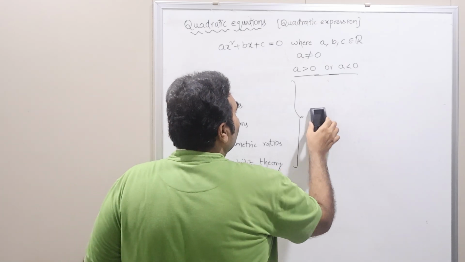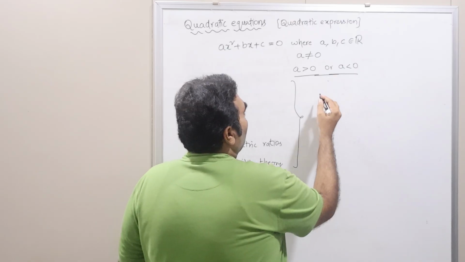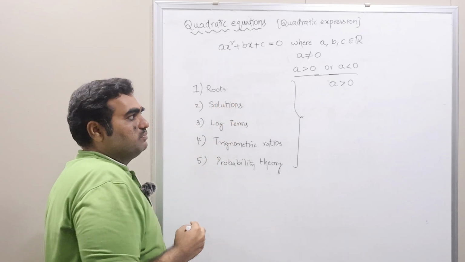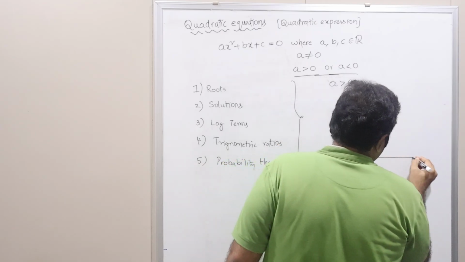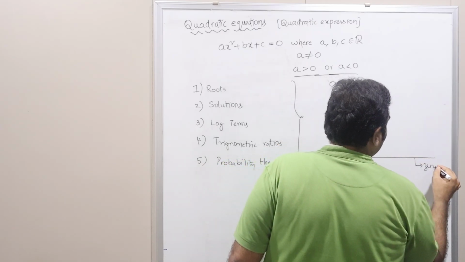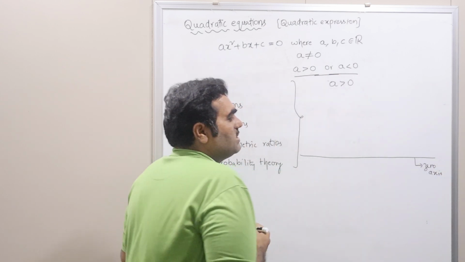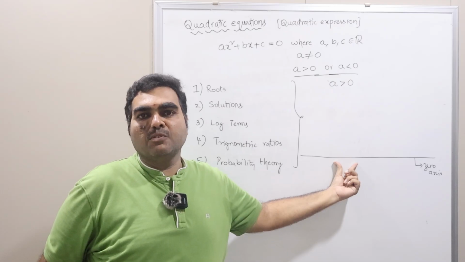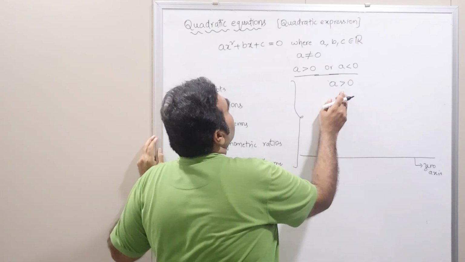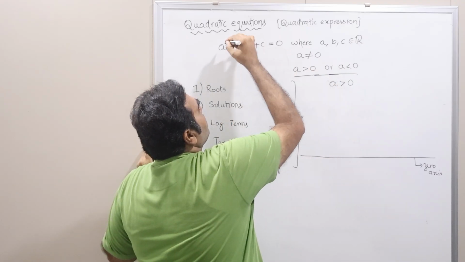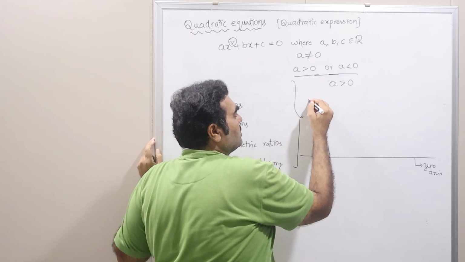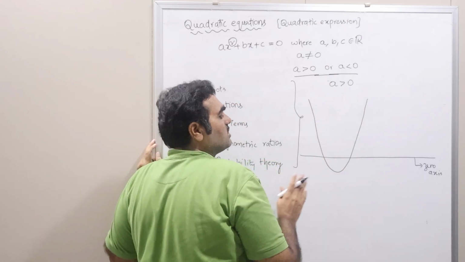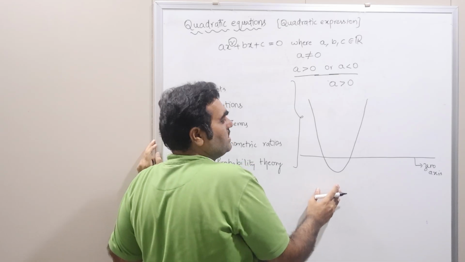As I told, a can be positive and a can be negative. Let us see what happens if a is positive. Let me draw a line which represents my 0 axis or x-axis. When I say 0 axis, I mean that if my function intersects with this line, that means the function value is 0. Now what happens when a is greater than 0? Since the highest power of the given quadratic expression is 2, when you plot the function f of x, ax square plus bx plus c, you will get the shape of the function something like this for all possible values of a, b, c.